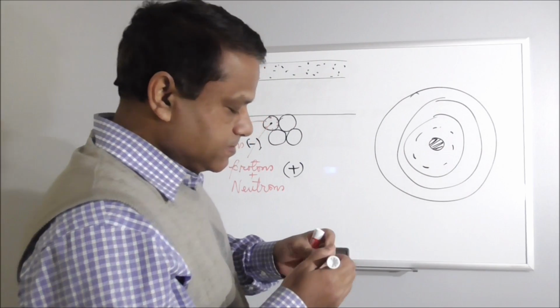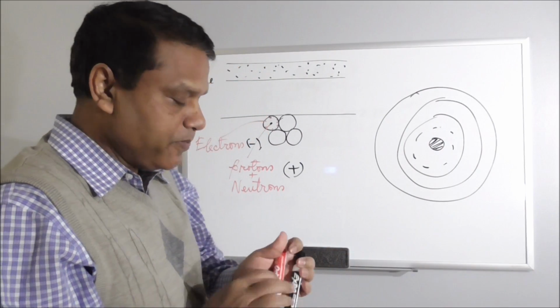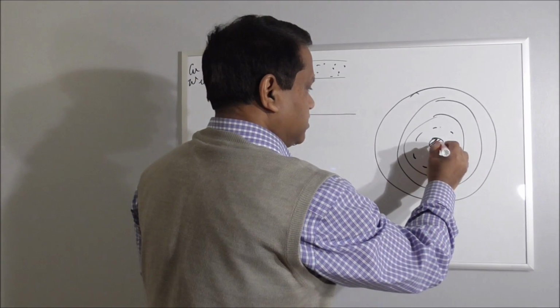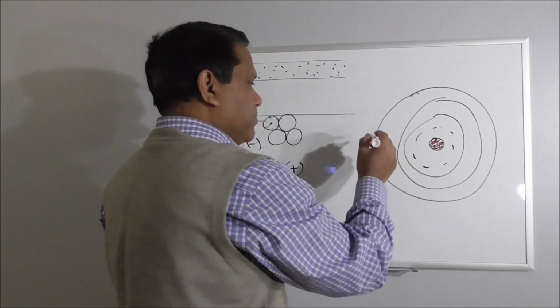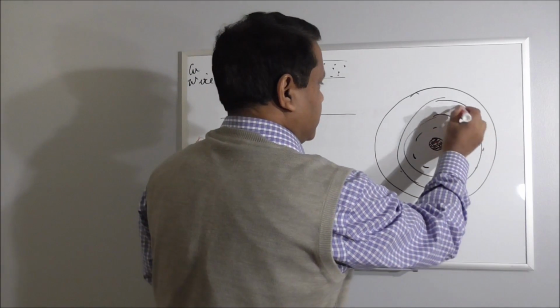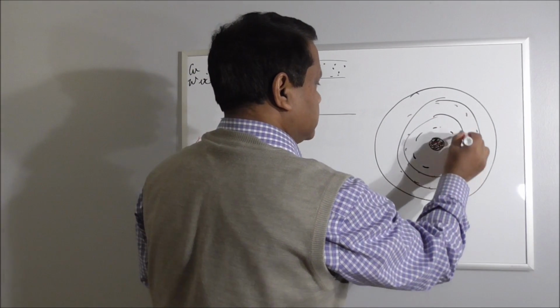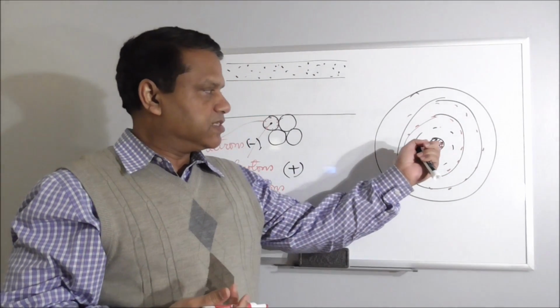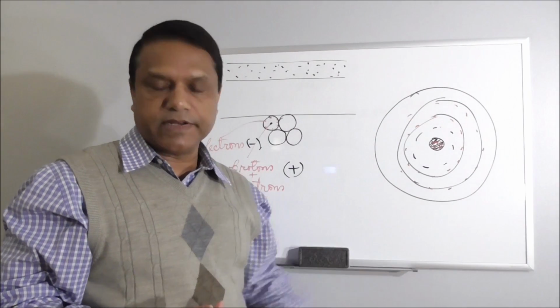So let's look at the structure a little more. So we have the protons here, plus charges, and we have the electrons rotating in the different orbits. It's like a planetary system. This is the sun, all the planets are moving around it.